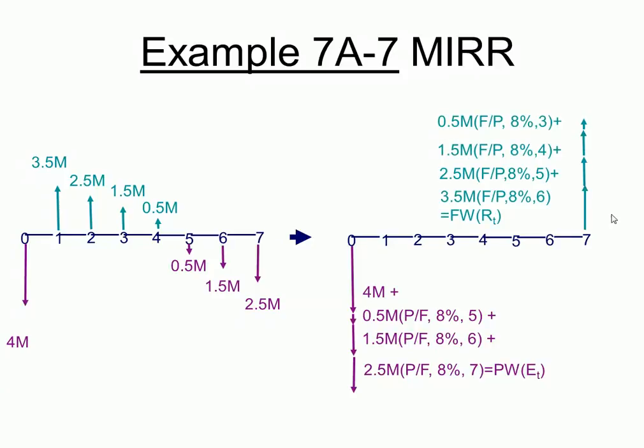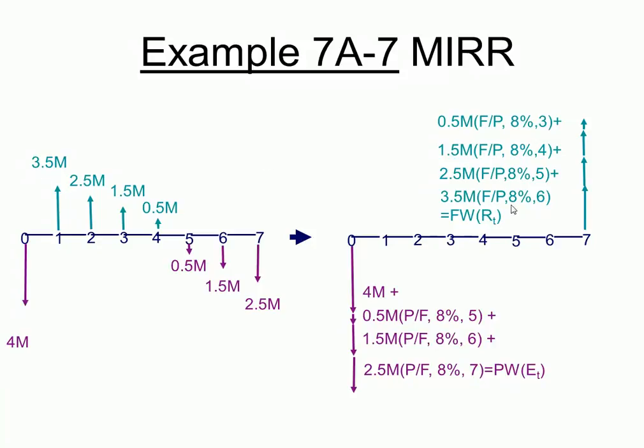And so now we did the same for the cash flows. Starting with 3.5, that's going to move forward to period 7. So 7 minus 1 is 6, right? So 6 periods. 2.5 is going to be 7 minus 2, that's going to be 5 periods. So 2.5, 5 periods. Again, all of these are present with respect to the period 7, which is a future. So it's going to be find its future worth given the present.